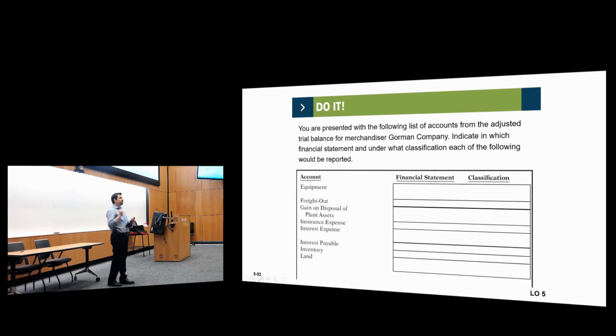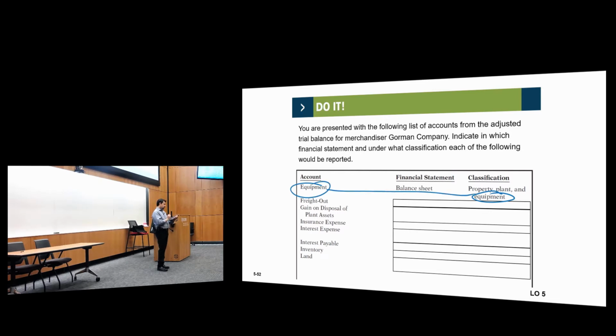The only time that you put dividend on the balance sheet columns is on the worksheet. It does not mean that it will actually go on the balance sheet itself. Equipment. Balance sheet and property, plant, and equipment. See? Freight out. Income statement, operating expense, right?